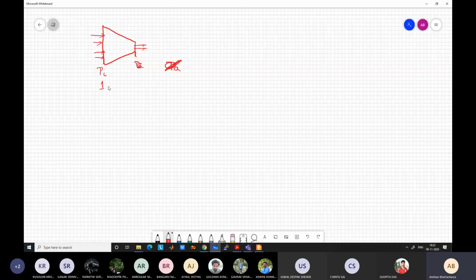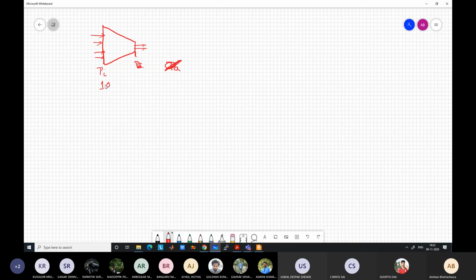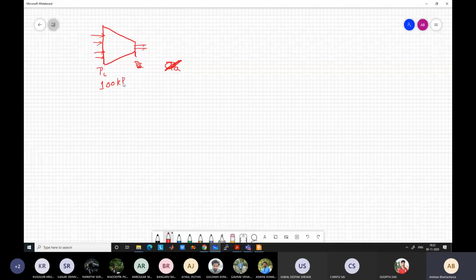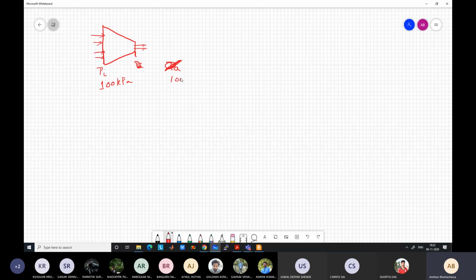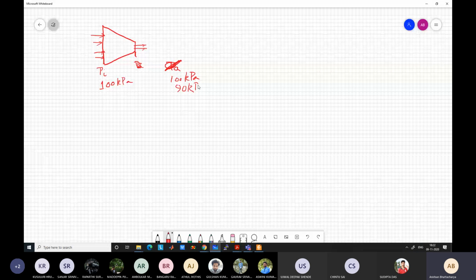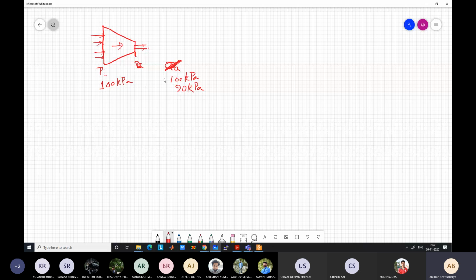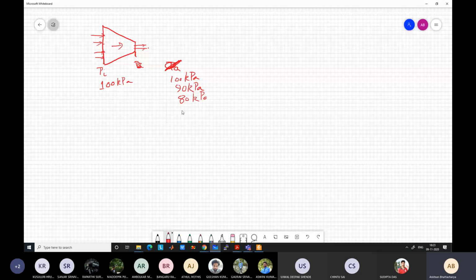Say here the pressure is 100 kPa itself, and the ambient pressure also was 100 kPa. So no flow will occur. Now you are reducing the pressure. If it is at 90 kPa, there is a pressure difference from this side to this side, and flow will occur. If it becomes 80 kPa, because the pressure difference within the nozzle is now higher, the flow rate should increase. This will keep on going until what point?